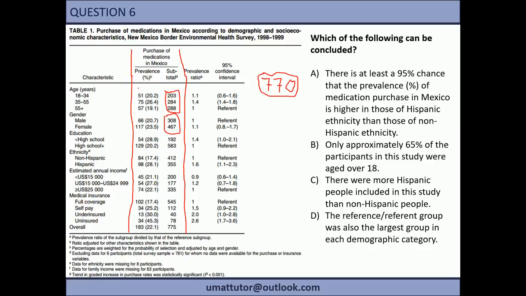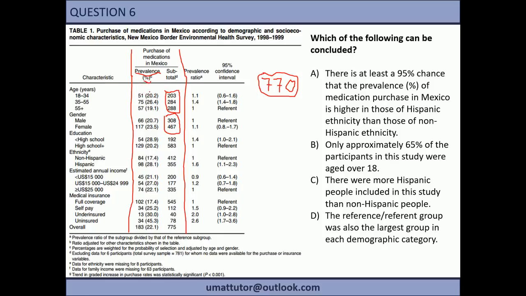Now, the numbers on the left-hand side here under the prevalence column, given it says here prevalence, we can assume that both the number here on the left-hand side and the one next to it, which is inside the brackets, both refer to the prevalence in terms of purchase of medications. That's what the subtitles we have here show. So what that means is the number here is the raw number of people who are purchasing medications in Mexico, and the number in brackets, as we can see up here, is the percentage.